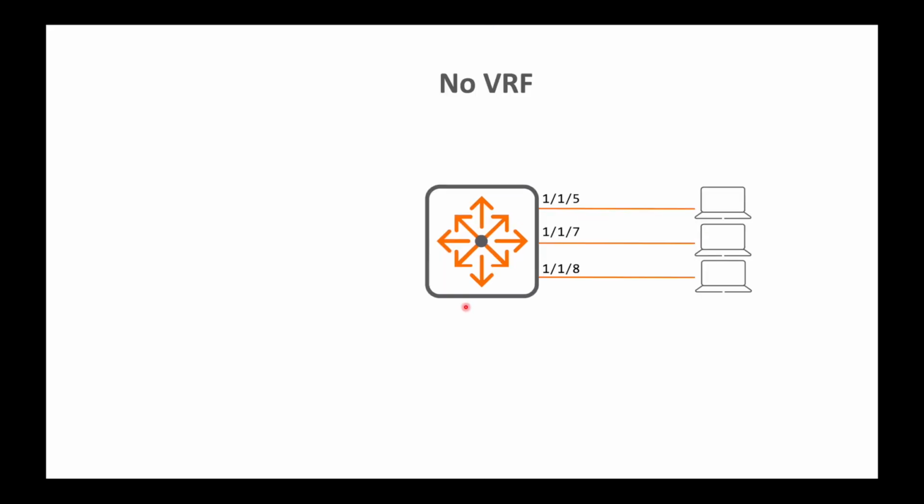Let's dive a little deeper into the theory of VRFs then by starting with an example and thinking about a layer 3 device that's configured with no VRFs. So what we have here is an L3 device, and we've got three physical ports connected to three nodes. So these layer one ports, they populate the global tables of our device.